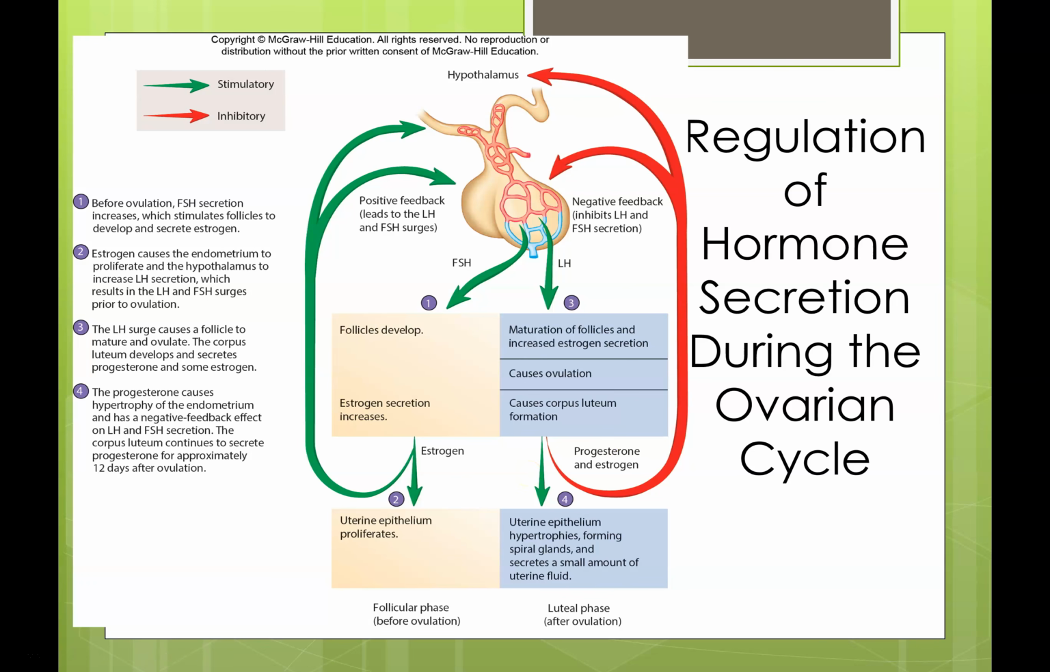At this point, progesterone is going to cause hypertrophy of the endometrium, and we really want that endometrium to be nice, thick, and fluffy so that if the fertilized egg continues on down, it's going to need to implant on that endometrium. So it has this negative feedback effect and will go back up to the hypothalamus to tell it to reduce the amount of secretion of the gonadotrophin releasing hormone, and will also go back to the anterior pituitary to tell it to inhibit LH and FSH secretion.